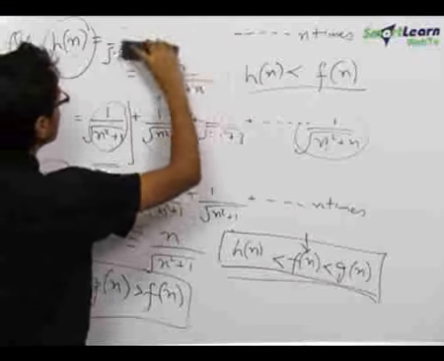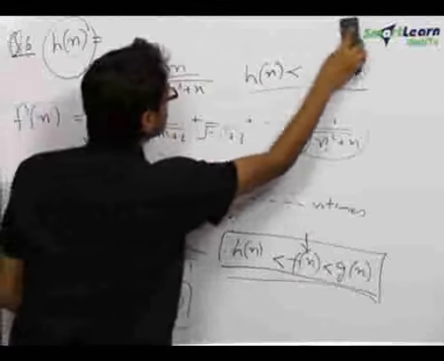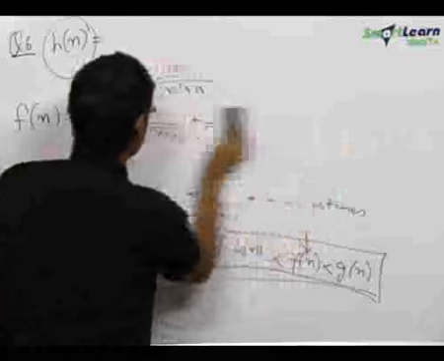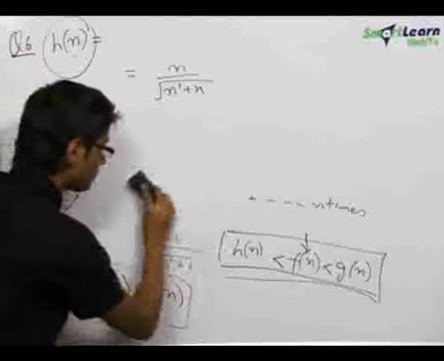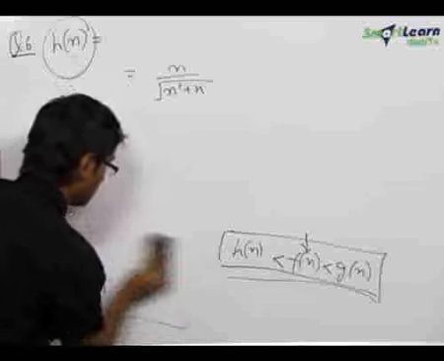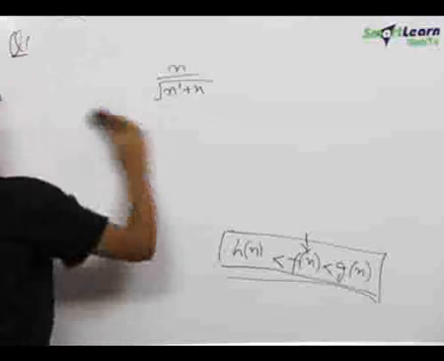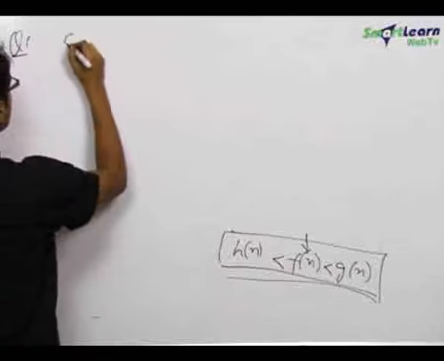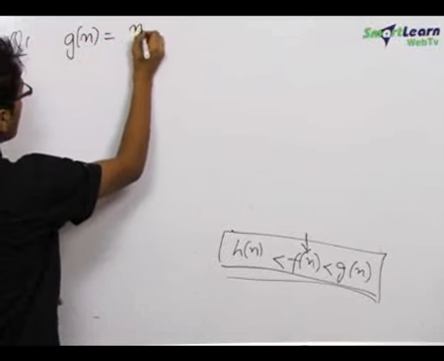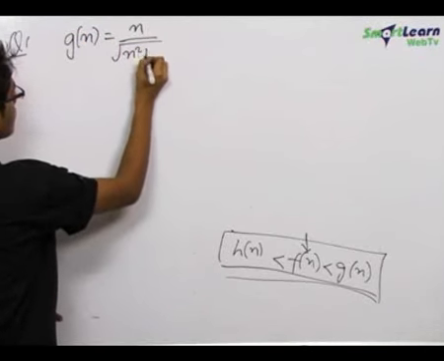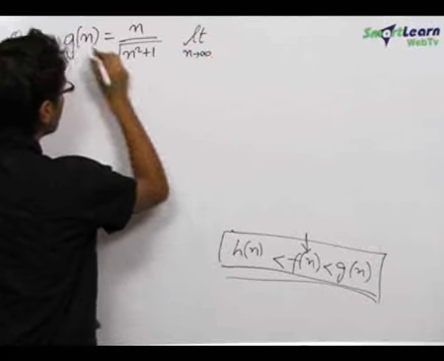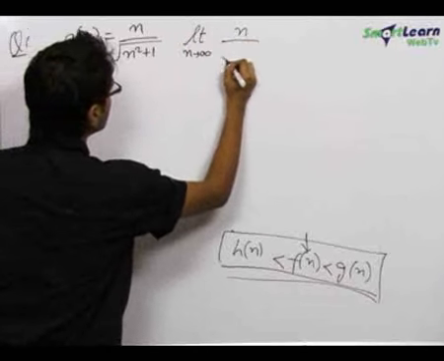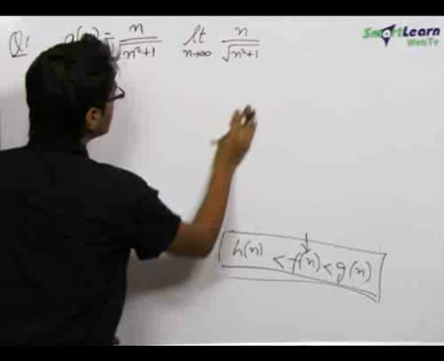We just want the final value of h of n and g of n. We'll write this again. g of n is equal to n upon under root n square plus 1. So we try to find out the limit n tending to infinity g of n, which is equal to n upon under root n square plus 1.